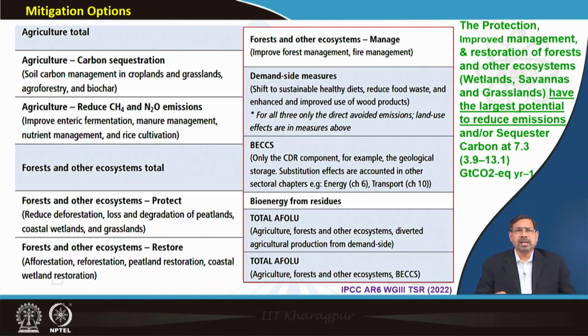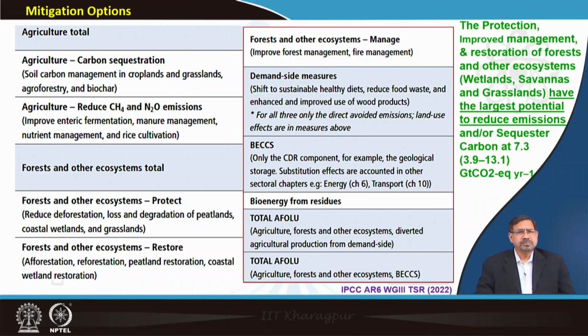So from the agriculture sector we get a lot of carbon sequestration, because as the crop grows, photosynthesis happens and faster CO2 withdrawal from the atmosphere happens. So soil carbon management in croplands and grasslands, agroforestry and also biochar, all this contributes to carbon sequestration as far as the agriculture sector is concerned. Then reduced methane and nitrous oxide emissions, through improved enteric fermentation, manure management, nutrient management and rice cultivation.